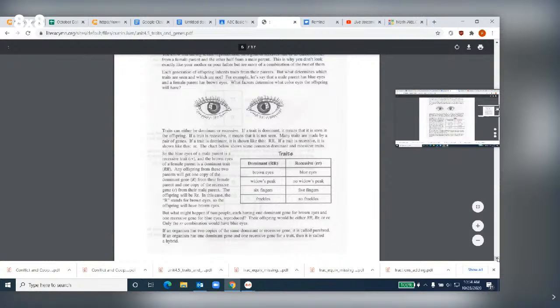So if an organism has 2 copies of the same dominant or recessive gene, it's then called purebred. If an organism has 1 dominant, 1 recessive trait, it's called a hybrid. Okay, so if you get the RR, capital R, it'd be a purebred. And if you have 1 capital R, 1 lowercase r, that'd be called a hybrid.